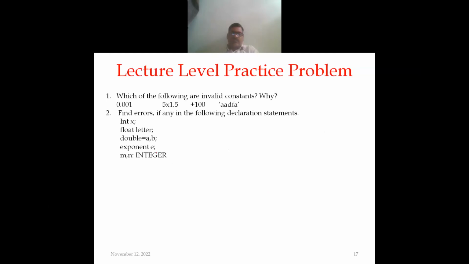Fine. So now, these are a few lecture level practice problems. Identify which of the following are invalid constants and why. Can anyone tell me why this is an invalid constant? This one is a valid constant because it is a floating point constant. 5x1.5 is invalid because x is used here. This is also a valid constant because you can use a prefix with this symbol. This is invalid because it is a string; you should not enclose it in single quotes, you have to enclose it in double quotes. Are there any errors here? You should not use capital letters, you have to use small. Like this, please try to solve this problem.